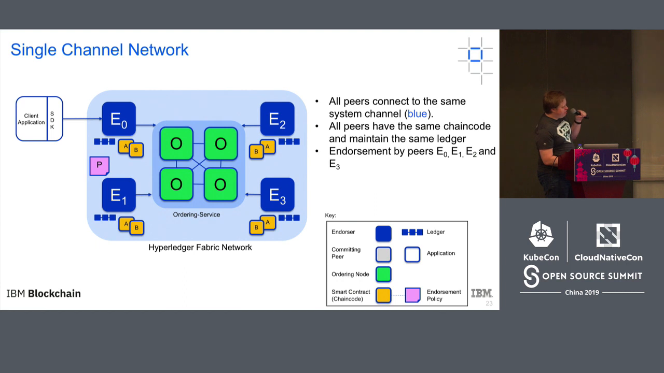Quick example of what a channel looks like. We can see everybody here is on the same channel. They all have the same ledger. They all have the same endorsement policy. They all have the same smart contracts installed.